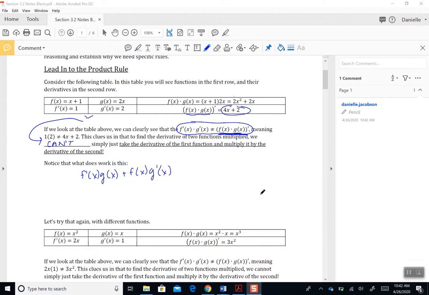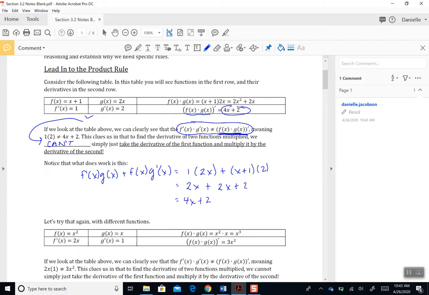Okay, so now that I've written this out, I'm going to substitute everything in that I have from my table. All right, so in my table, I see that f prime of x is 1, so I'm going to write that in. I see that g of x is given as 2x, so I'll write that in. Okay, I'm going to write the plus sign that I have here. f of x from my table is x plus 1. And g prime of x from my table is 2. All right, so here we have 2x plus, I'm going to distribute my 2, so 2x plus 2. And I see that I end with a 4x plus 2.